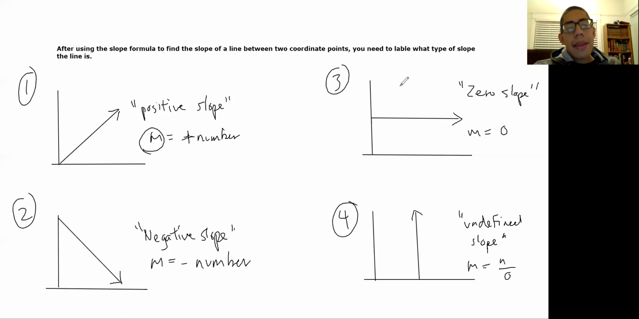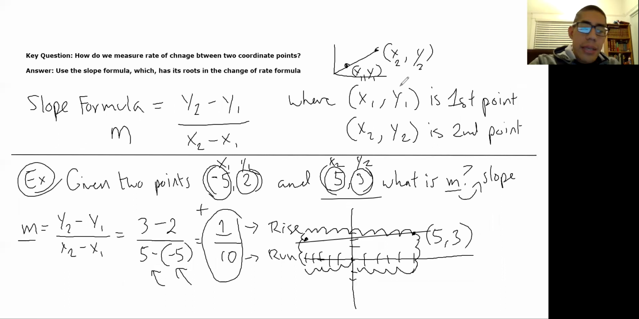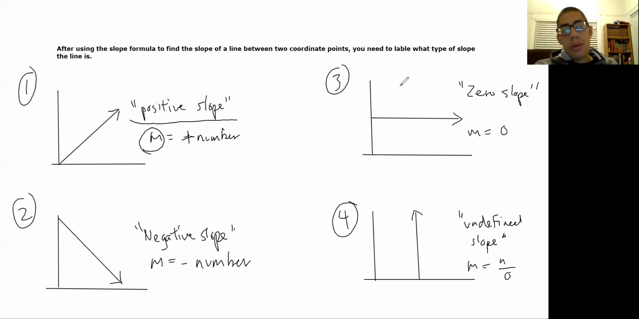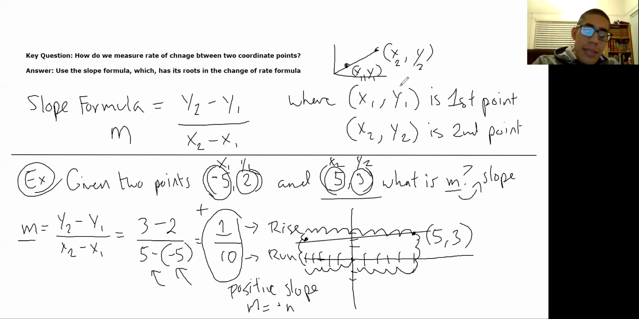That means that if my m value is positive, then I'm going to end up with a positive slope. And I would write right here that this is a positive slope. M is equal to plus n, and if you notice I put an n, right? That just means number, whatever the number is. In this case, the number is 1/10, so this would be positive 1 over 10.